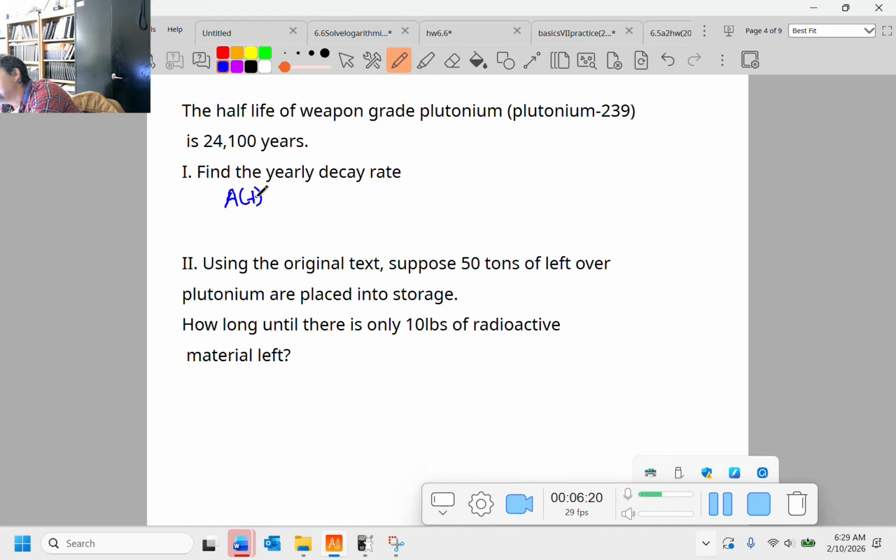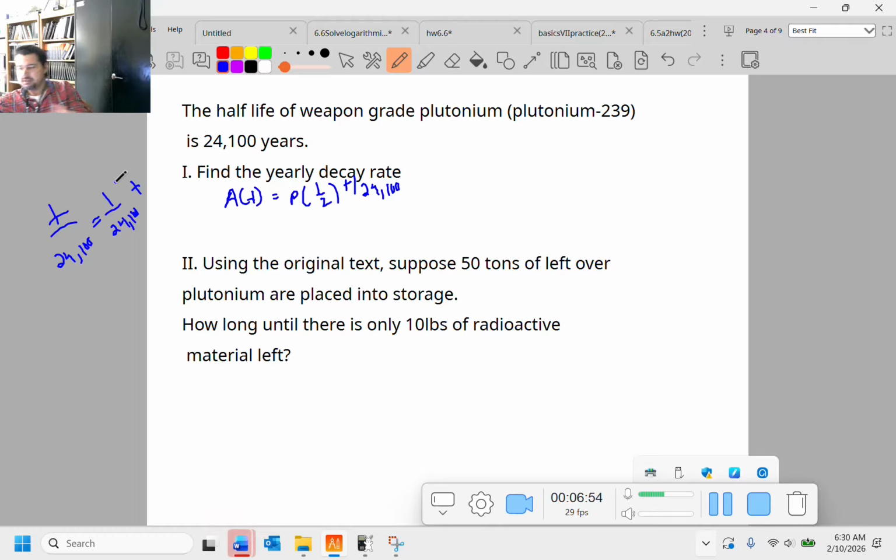The amount after time passes is some principal times 1/2 to the t over 24,100 years. I want the yearly decay rate. I'm going to do that by manipulating the exponent. See, this decay rate is something that happens every 24,100 years. I want to know how much I lose every single year. So when I see t over 24,100, what I actually see is 1 over 24,100 times t.